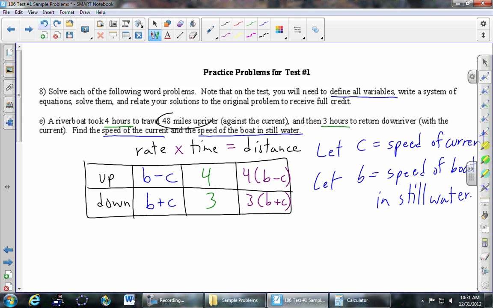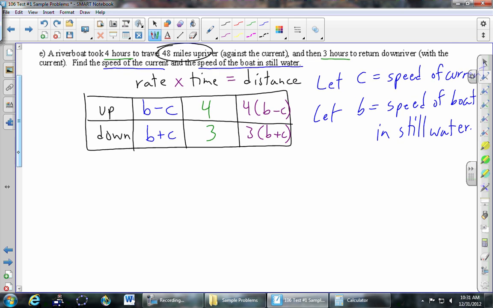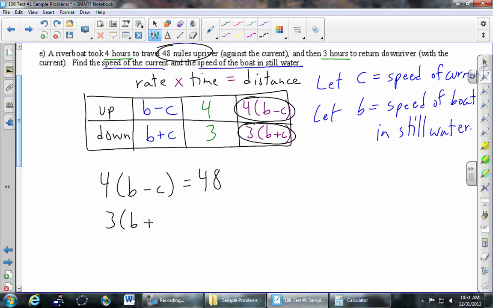We have not yet used the 48-mile trip, so that's what we'll do here. I know that the distance going upriver is 4 times B minus C, but I also know that that was 48. So there's my one equation. And then the downriver trip distance here was 3 times B plus C. Now there's no other number given in the problem about the distance traveling downriver, but there is one word that tells you what it is. It's that word right there. Because we are returning, the assumption is that we're traveling exactly the same distance coming back as going out. So this is also 48.